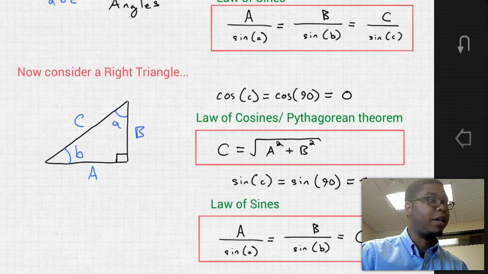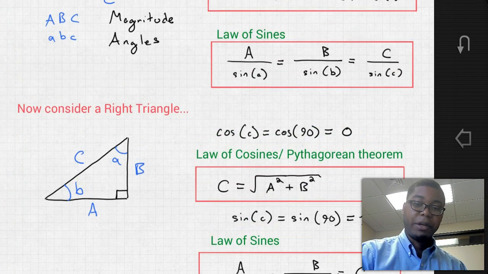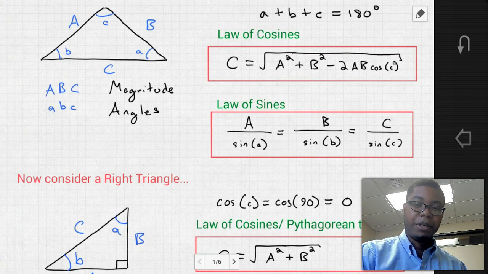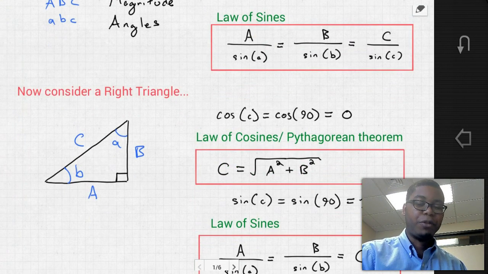The law of cosines with a right angle turns into Pythagorean's theorem. And this is done through, if we look at the law of cosines, we see that it is c squared equals a squared plus b squared minus 2ab cosine of C. Well, cosine of C, if C is equal to 90 degrees, becomes 0. So the law of cosines turns into Pythagorean's theorem, which just describes the relationship between the magnitudes of the various sides. So C is equal to the square root of a squared plus b squared.